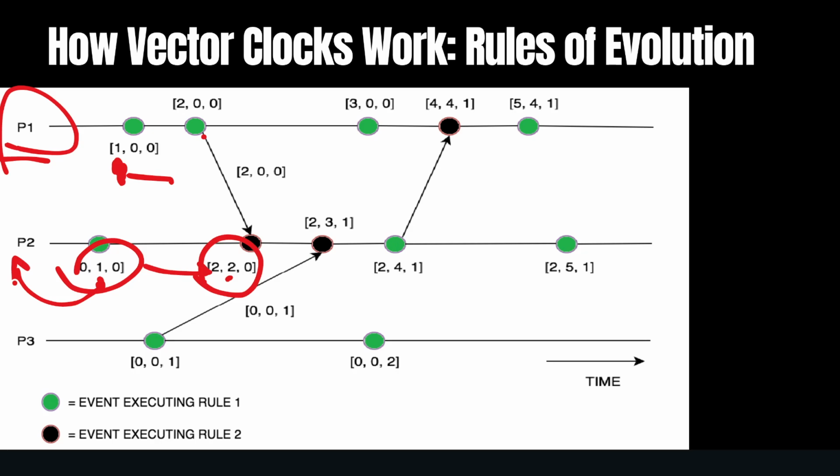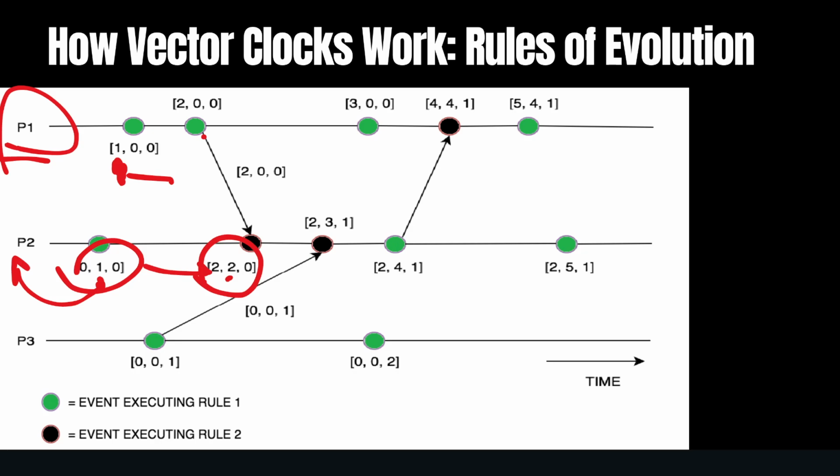First, it updates each entry in its vector clock to be the maximum of its current value and the value from the incoming message. So it was 0, 1, 0, and we have 2. So we have updated, and there was another internal process, so 2, 2. Again, it updates each entry in its vector clock to be the maximum of its current value and the value from the incoming message.